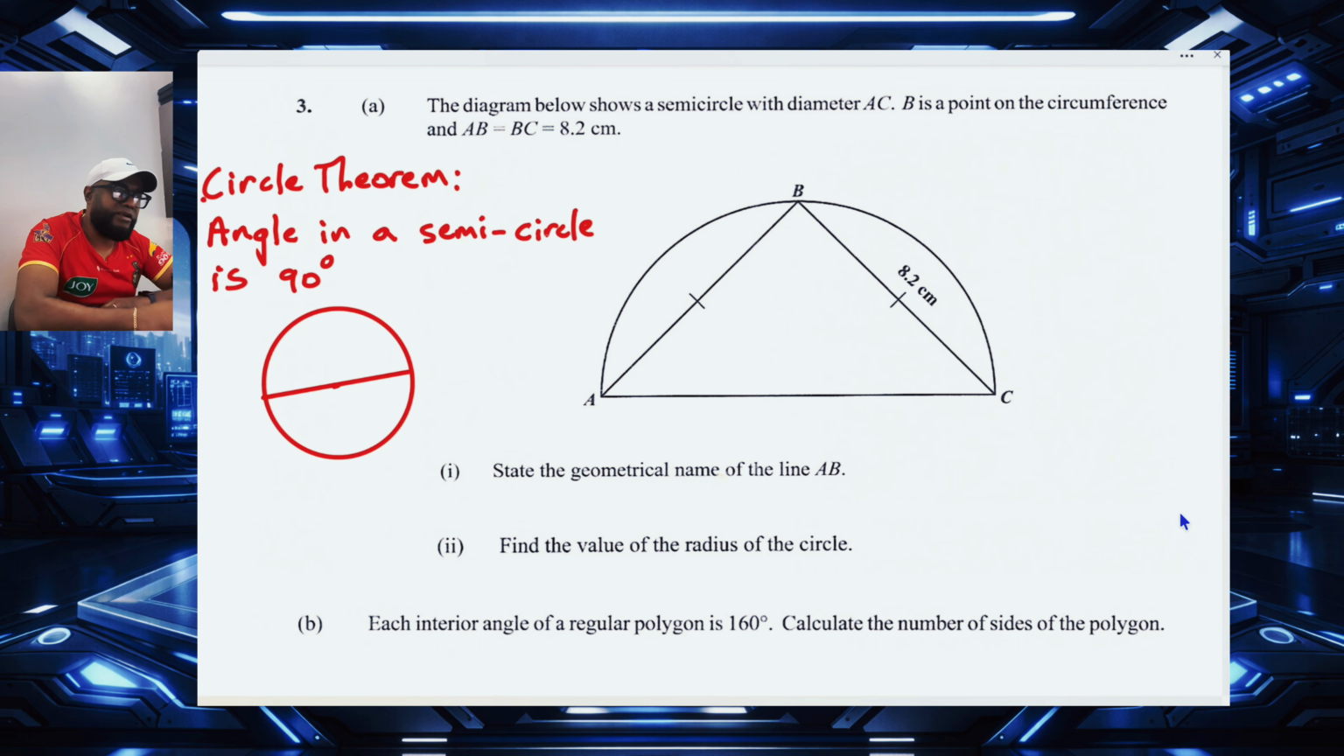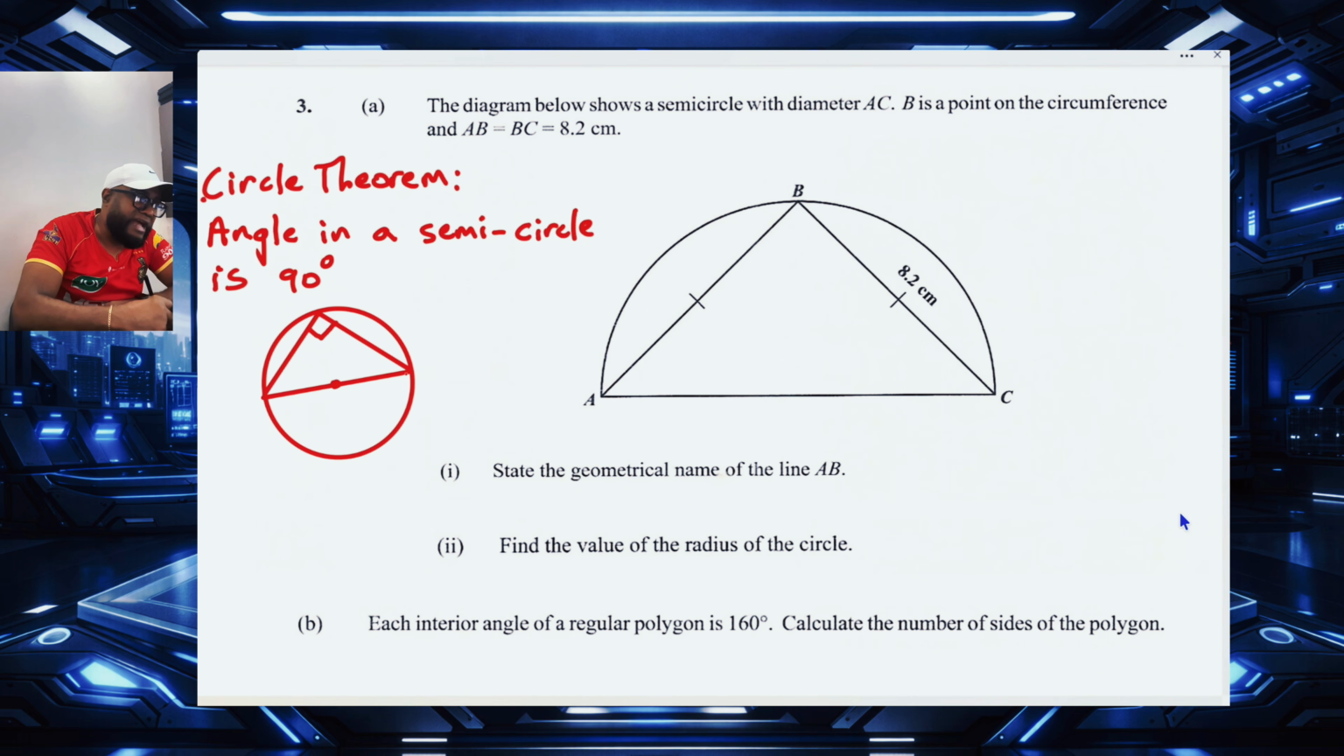So we need to know a circle theorem to be able to figure out this question. I never did circle theorems with you all, but it is not hard to understand. It's basically angle in a semicircle is 90 degrees. Anytime you have a diameter, everyone should know that a diameter is a straight line that goes through the center of your circle. Anytime I have a triangle being formed of this diameter, the angle at the circumference here would always be 90 degrees. That's what we mean by angle in a semicircle is 90 degrees. Sometimes you can say angle at the circumference in a semicircle is 90 degrees. It's the same thing, okay?